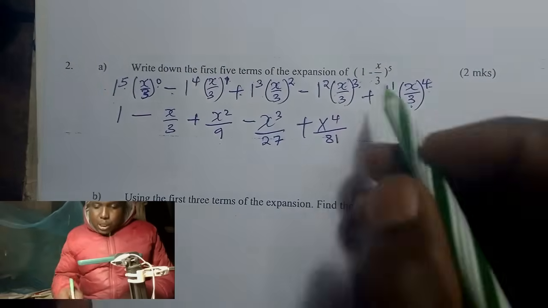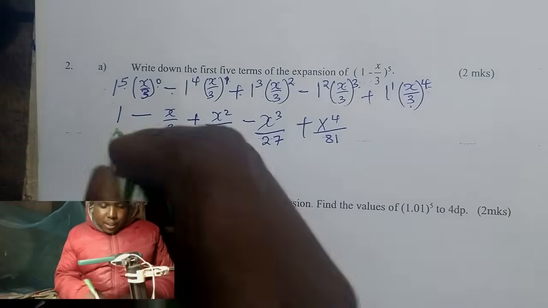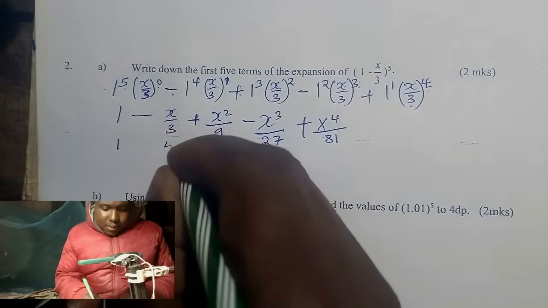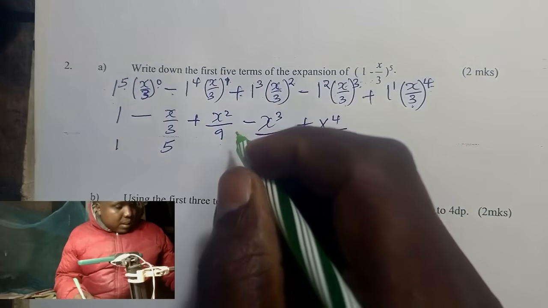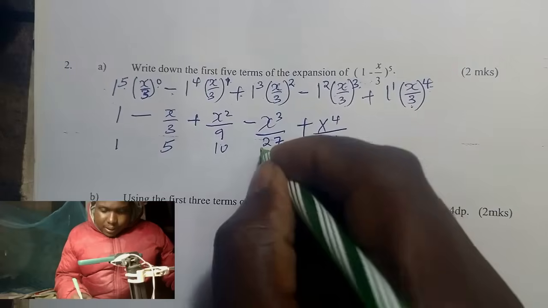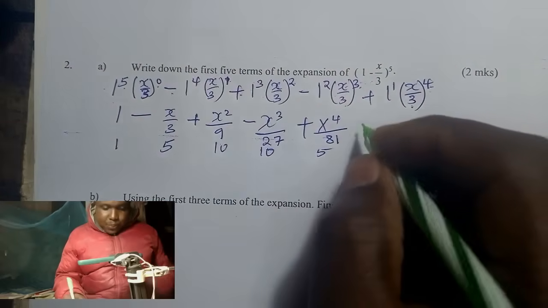Now the next thing is to put the coefficients of power 5. The coefficients are 1, 5, 10, 10, 5, and 1.